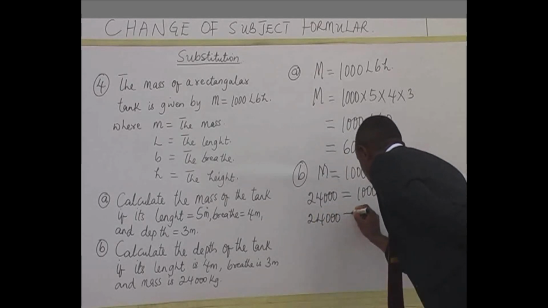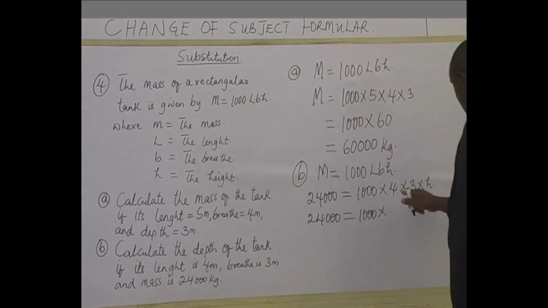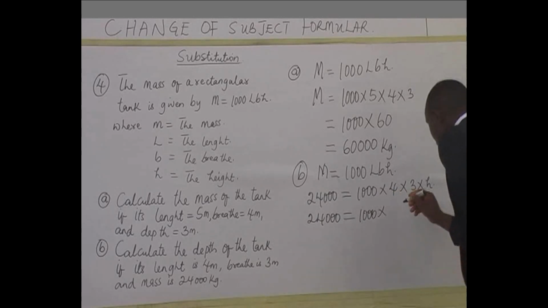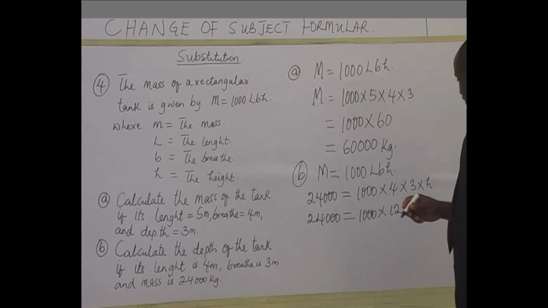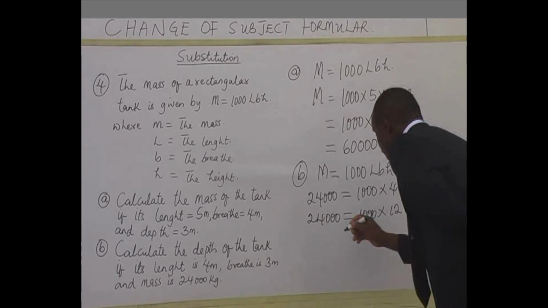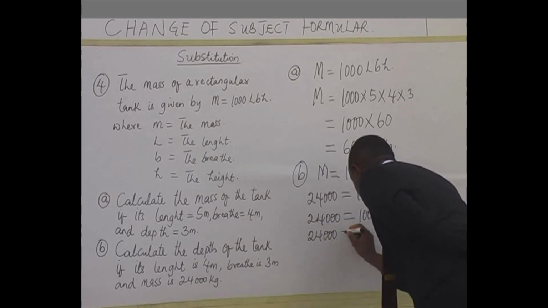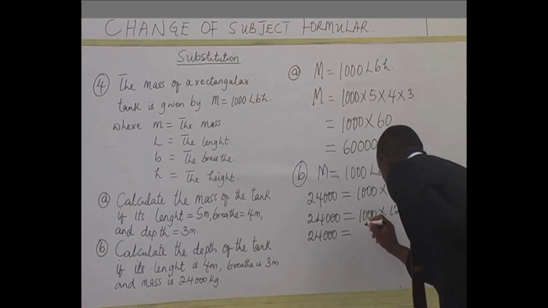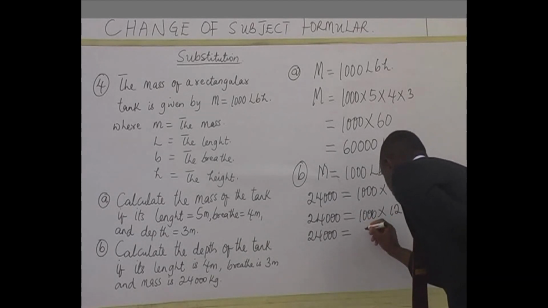24,000 is equal to 1,000 times 4 times 3 is 12. 12 times H will give you 12H. Now multiply 12H and 1,000. First of all, you still have 24,000 on the left-hand side of the equation, which is equal to 12H times 1,000, which will give you 12,000H.